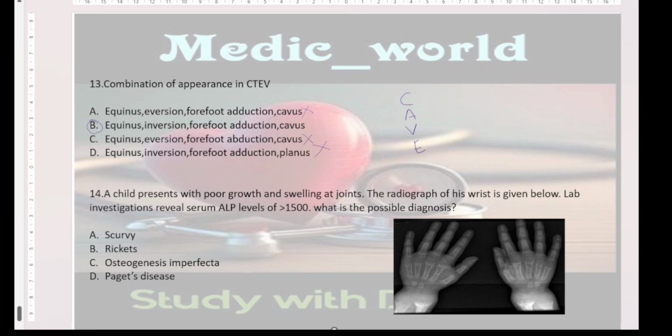Now, the next question is the child presents with poor growth and swelling at joints. The radiograph of his wrist is given below. Lab investigations reveal serum ALP levels of more than 1500. The radiograph shows cupping and splaying of joints, and the ALP level is more than 1500. All these points towards the diagnosis of rickets. So the answer to this question is option B, that is rickets.